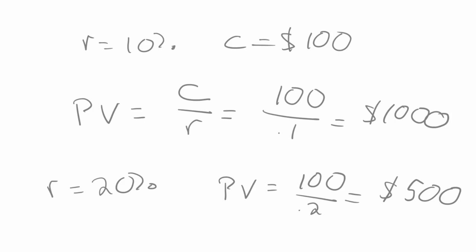And that's simply because the higher the interest rate, the more you could earn in the bank, the greater the time value of money. And so the less you need to put aside today to have a certain amount of money in the future. So this is a very simple example, but we can think about some of its real-world consequences.